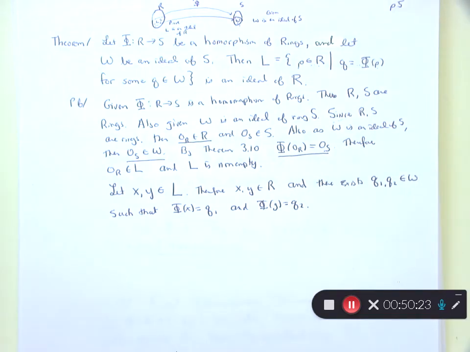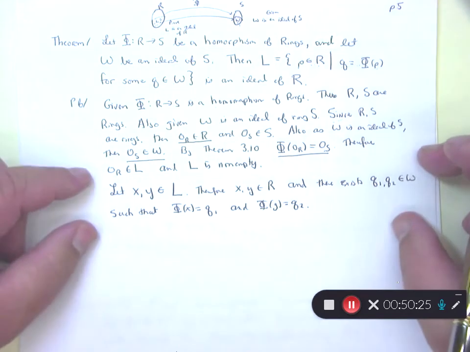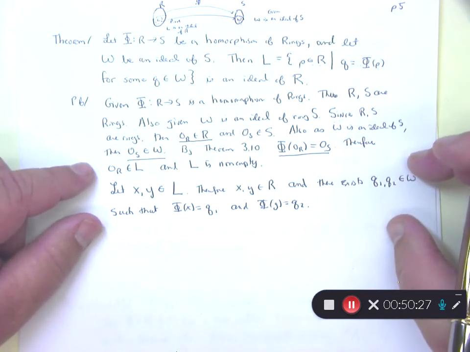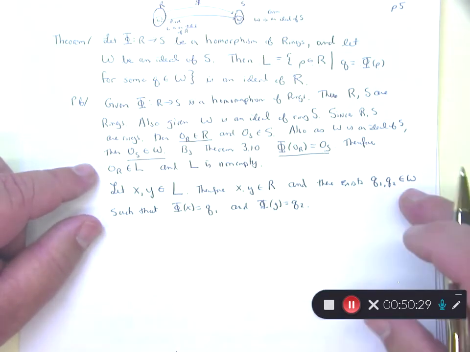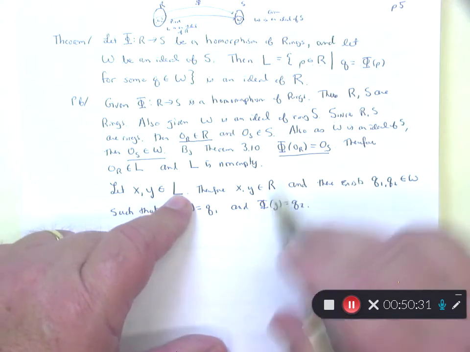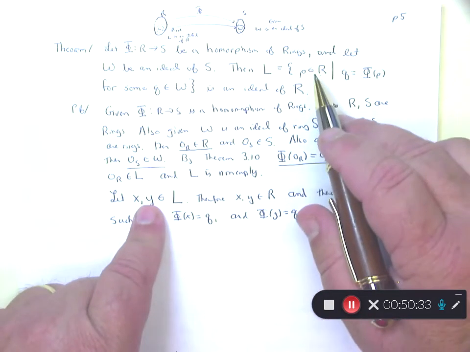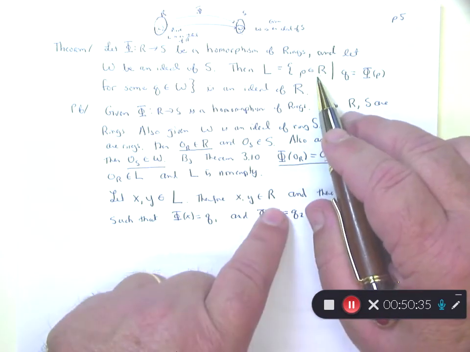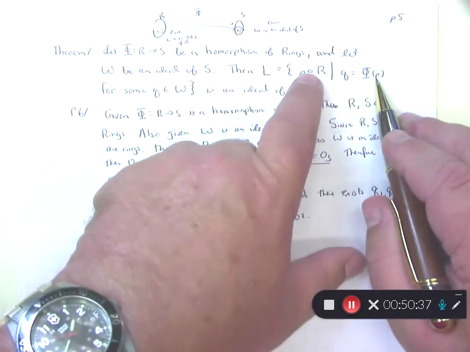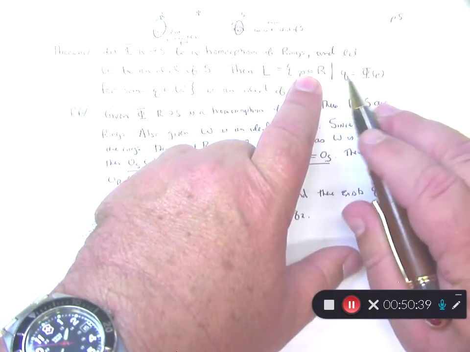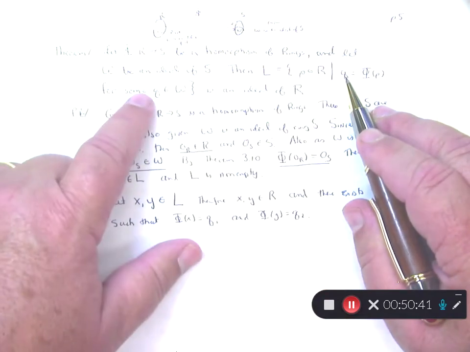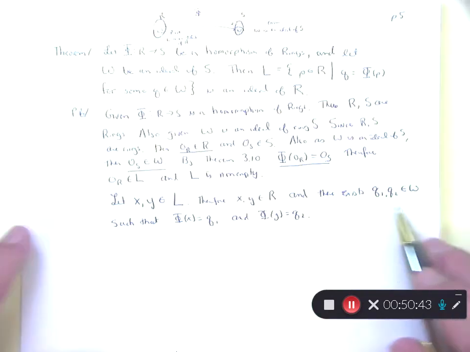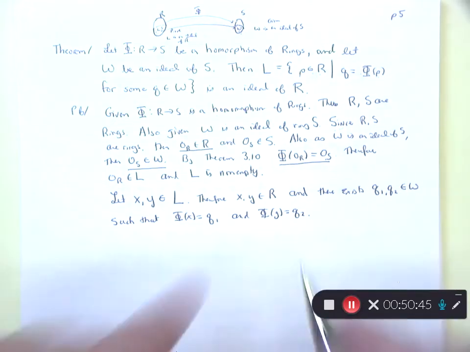That right there is where most students will mess this up. They get lost in terms of what it means to be inside of L. So I read it: I create two elements. Where do they come from? R. What property do they have? Phi of those same elements, x and y, has to be equal to new elements, the subscript ones, which came from W. The q1 and q2 came from W, where I have my equations.